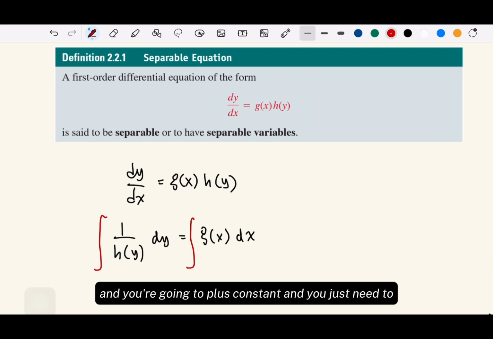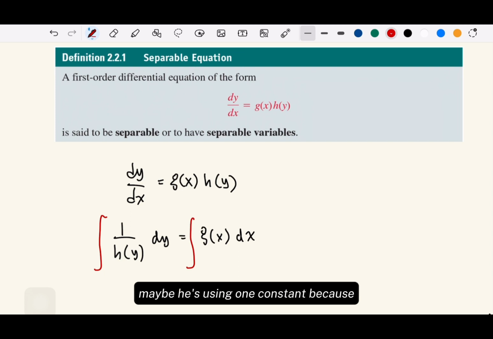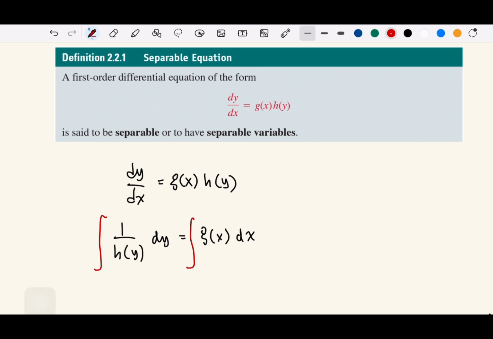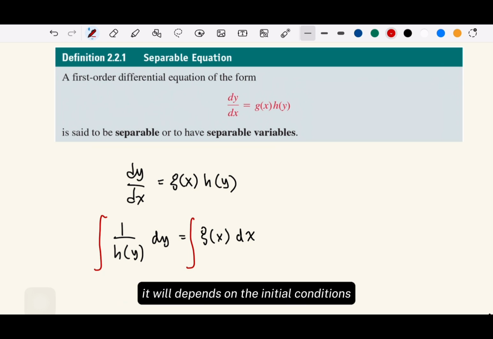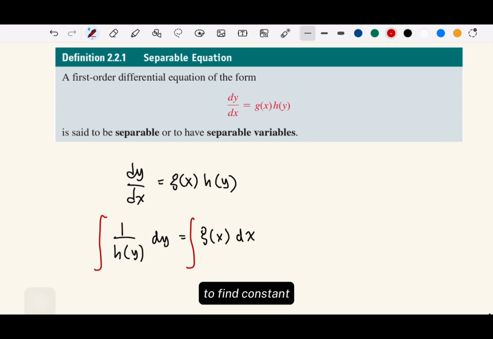And you are going to plus constant, and maybe you just need to use one constant, because of course this will have a constant 1, constant 2, but you can just assume that you can plus those two, and you can plus constant here or here, the same thing. And not necessarily to be that important. Okay. And later, if you want to know how much the constant is, it will depend on the initial conditions, and we can set up some initial conditions, okay, to find the constant. Okay.